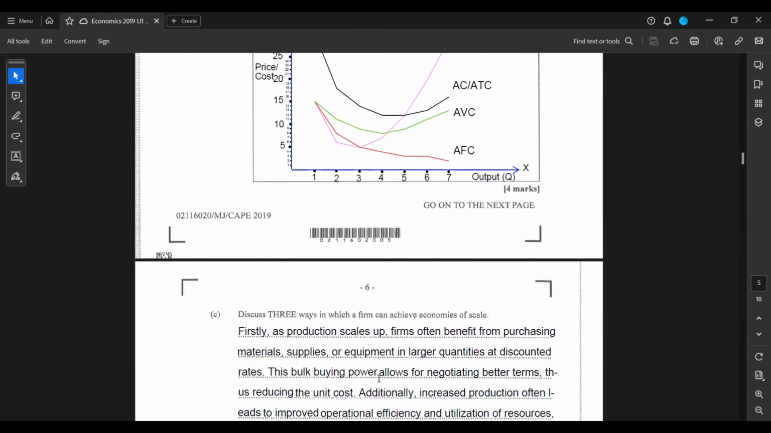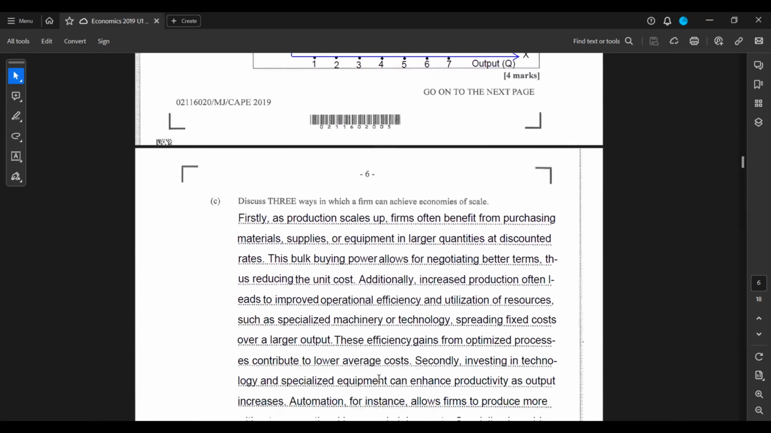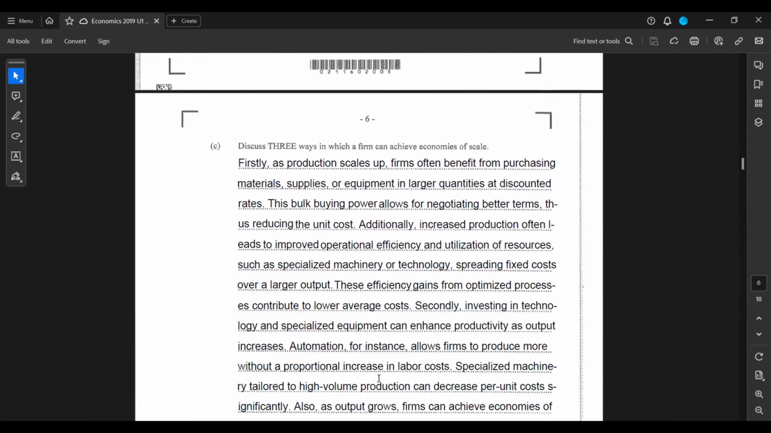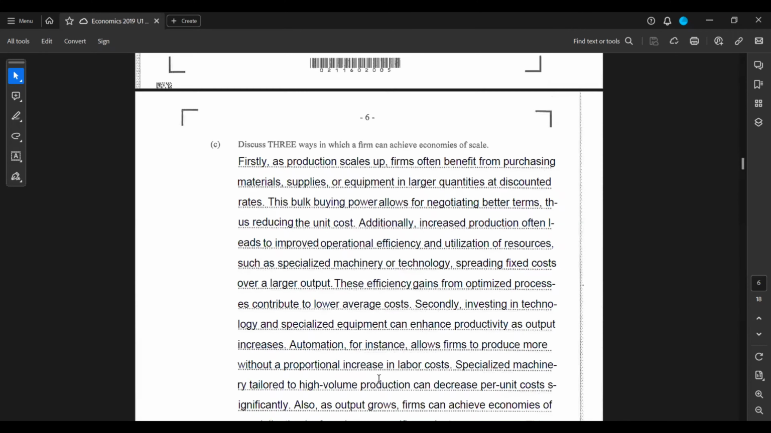Part C discusses two ways in which a firm can achieve economies of scale. Firstly, as production scales up, the firm often benefits from purchasing materials, supplies, or equipment in larger quantities at discounted rates. This bulk buying power allows for negotiating better terms, thus reducing the unit costs. Additionally, increased production often leads to improved operational efficiency and utilization of resources, such as specialized machinery or technology, spreading fixed costs over a larger output. These efficiency gains from optimized processes contribute to lower average costs.